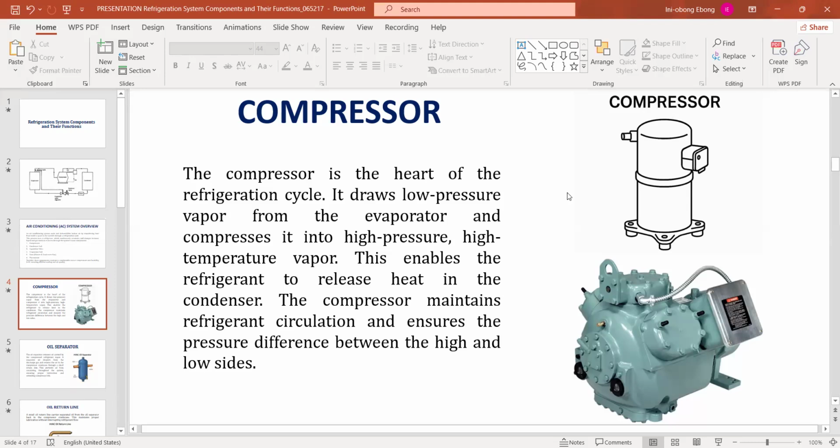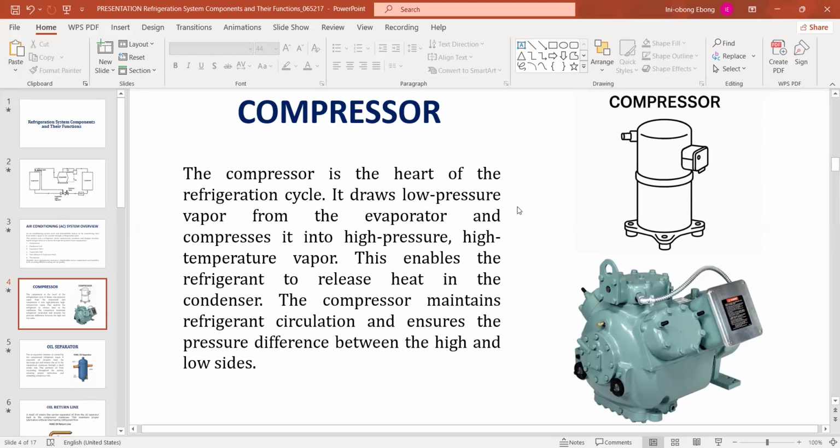So the main function of the compressor is to compress refrigerant. Replace your heart with the compressor, then you understand what I'm talking about. What your heart does in your body is to pump blood to different parts of your body that need blood, right? That's the same thing that happens in the compressor. The compressor compresses refrigerant to a high pressure and high temperature, and then delivers it to your condenser.